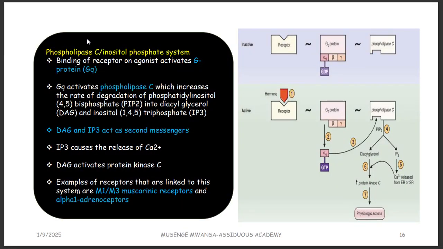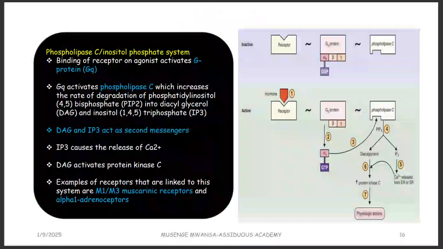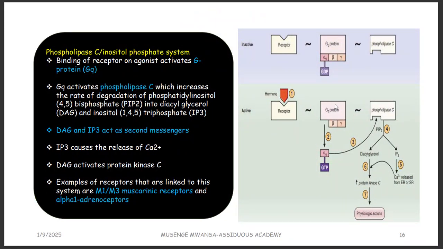Another second messenger system is the phospholipase C and inositol phosphate system. Again, what happens here when the drug binds, it is going to activate the G protein, which is specifically Gq, because the production of cAMP is actually Gs. So Gq, and once you activate that Gq, it is going to activate phospholipase C, which is going to break down PIP2, which is phosphatidylinositol 4,5 bisphosphate, into diacylglycerol and inositol triphosphate.